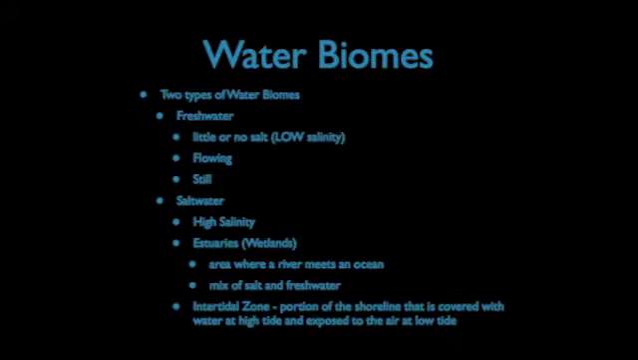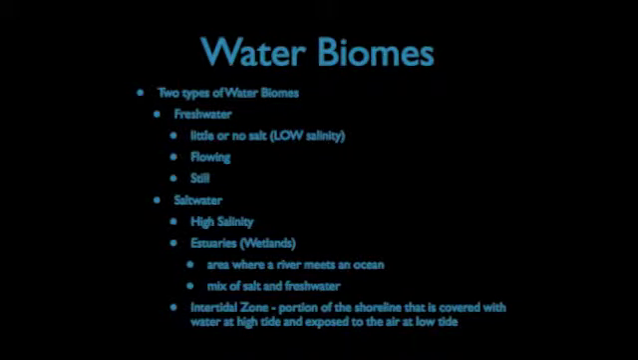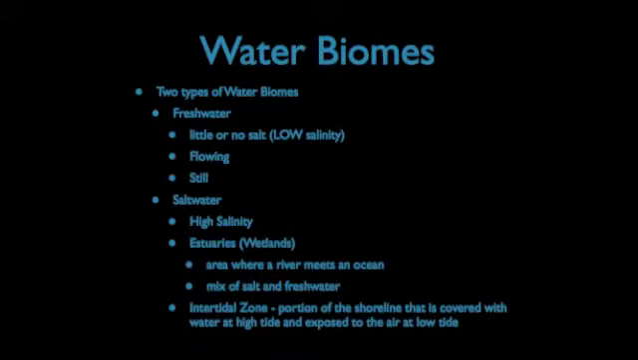There are two different types of water biomes. You have your fresh water and your salt water. In fresh water, there's little to no salt. It's also called low salinity. They can be found flowing, or it could be still. So flowing being a river, of course, still being a lake or a pool. Then you have salt water. Salt water has a high salinity, meaning obviously there's a lot of salt. Otherwise it would not be called salt water.